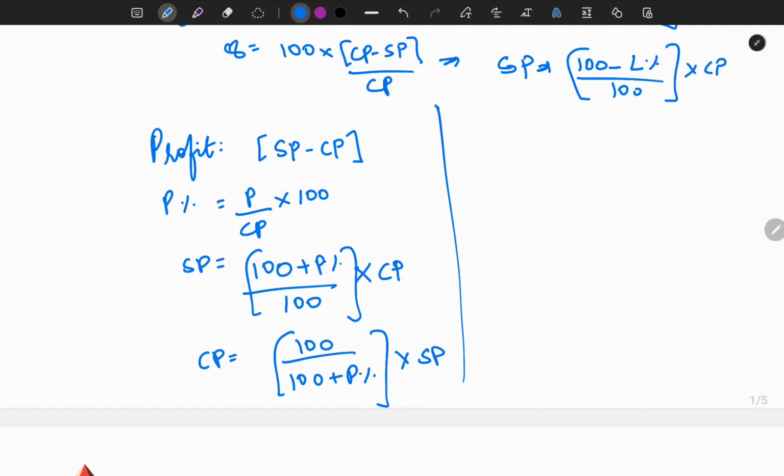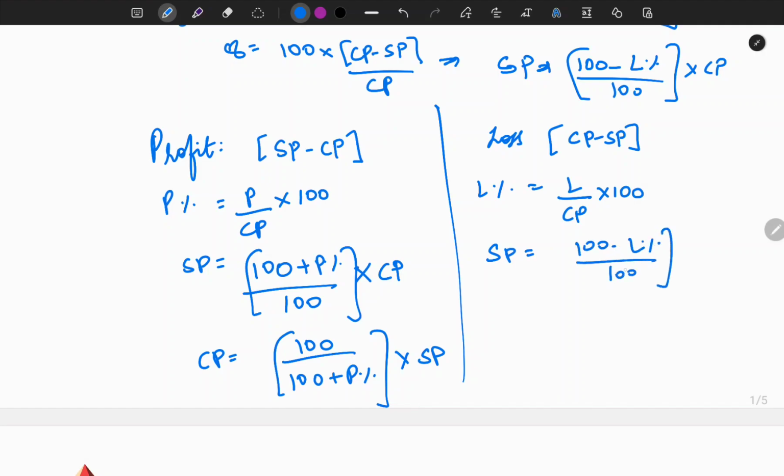Similarly, if we want to figure it out for loss, which is cost price minus selling price, loss percent would be loss upon cost price into 100. Your selling price would actually be (100 minus loss percent) upon 100 into cost price, and your cost price would actually be 100 upon (100 minus loss percent) into selling price.